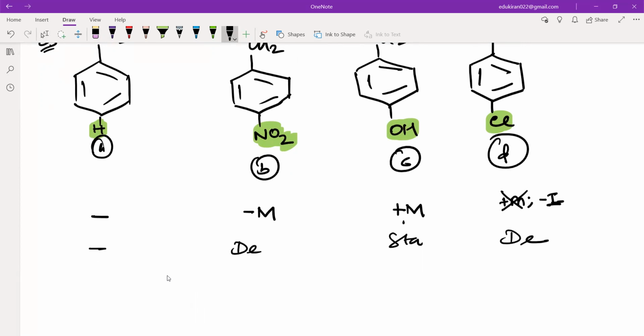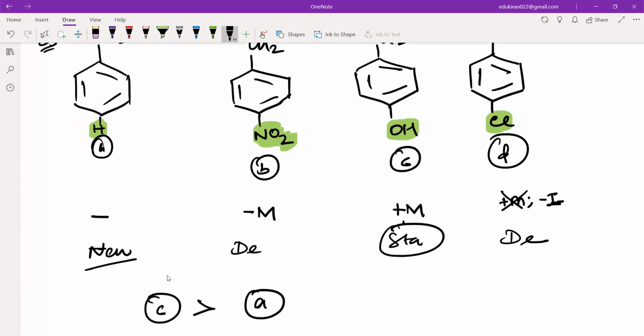So first of all, you will look at the most stabilized part. Then this is neutral, I can say. It is neither stabilizing nor destabilizing. So first of all, you will write C. This will be followed by A, because in A you don't have stability, but you also don't have destability. Yes or no?